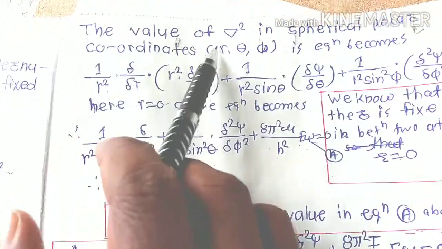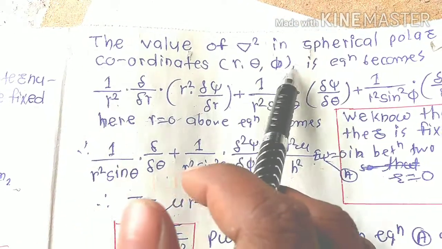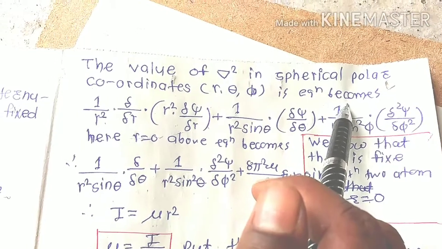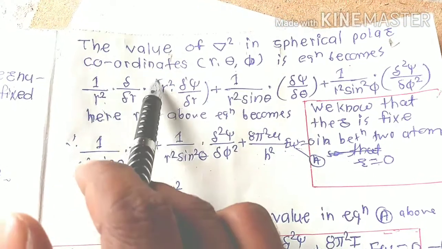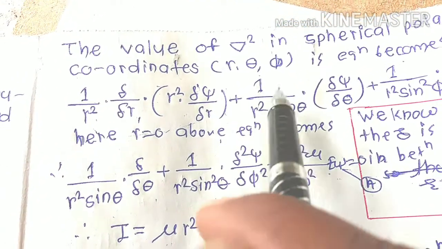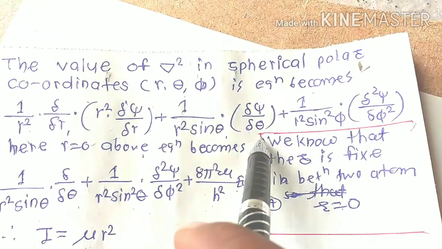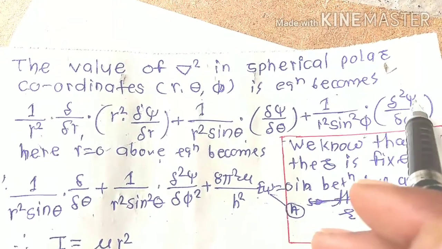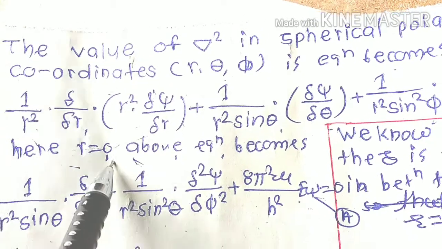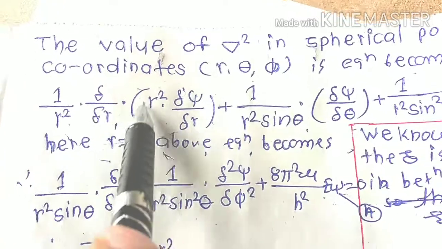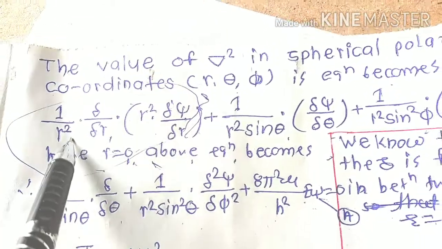Therefore, we have another equation. The value of ∇² in spherical polar coordinates r, θ and φ is (1/r²) ∂/∂r (r² ∂ψ/∂r) + (1/(r² sin θ)) ∂ψ/∂θ + (1/(r² sin²θ)) ∂²ψ/∂φ². Here the r-dependent term vanishes because the distance between the two atoms is fixed, so the above equation becomes this.